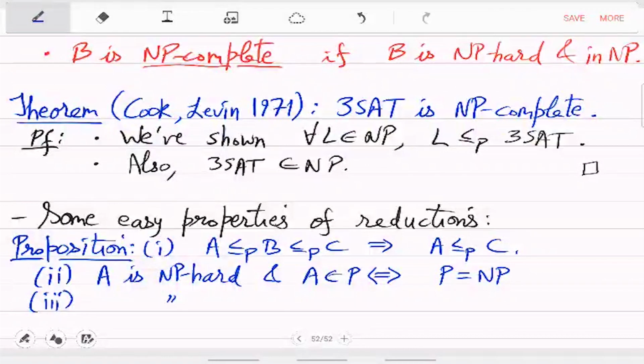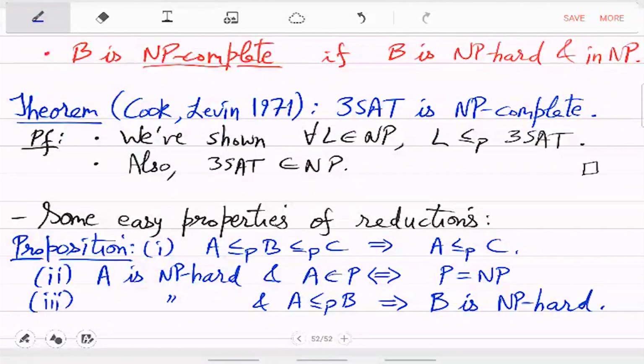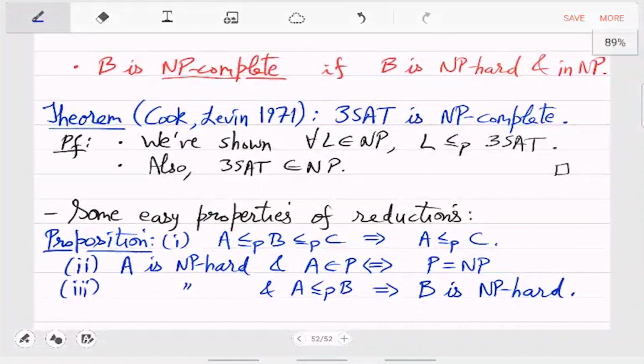So A is NP hard and A reduces to B. Then what can you do? So an NP hard problem, if you are reducing it to B, then B must be harder, right? So B is then at least NP hard. So that is the sense in which we think of NP complete problems as the hardest.